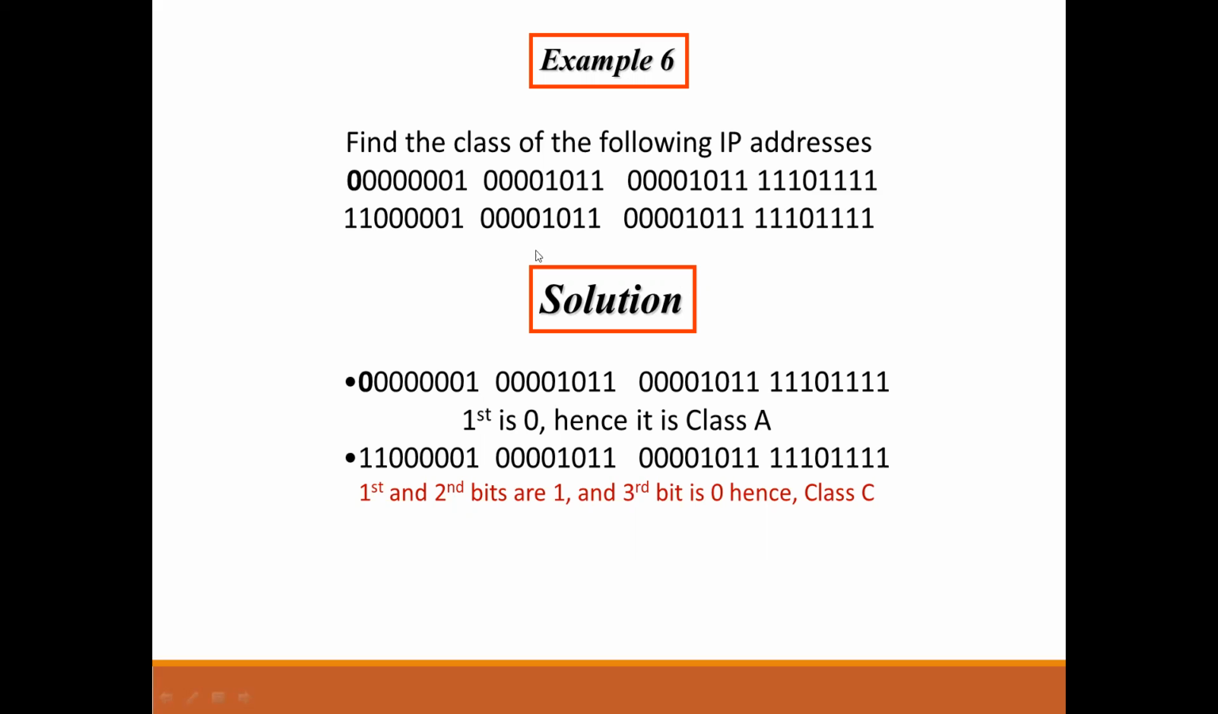Then we'll go for the second example. The second example to be checked is like this. Here we have to check the first byte, and the first and second bits are 1. The first and second bits are 1, and the third bit is 0. The third bit is 0, hence it is the class C addressing system. Okay.